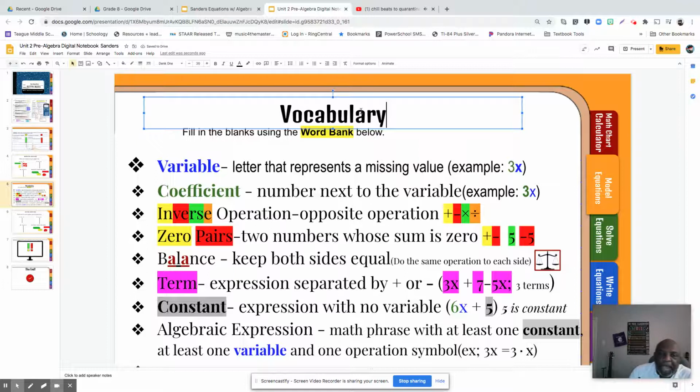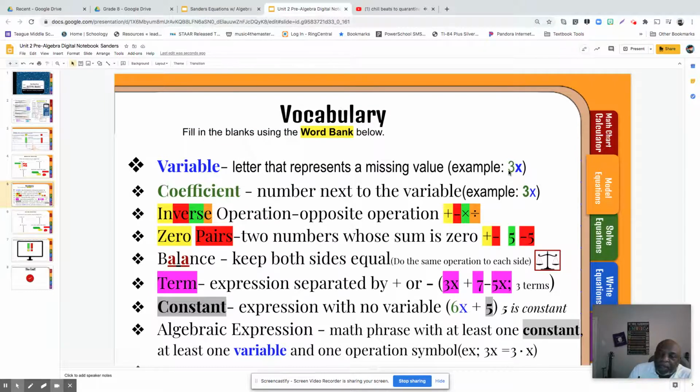And so for vocabulary, we're looking at these special terms. You're going to hear your math teachers talk about this. And when you look at different videos all around, they're going to be using these words. So the first one I want to talk about is variable. What is a variable? A variable is a letter that represents a missing value.